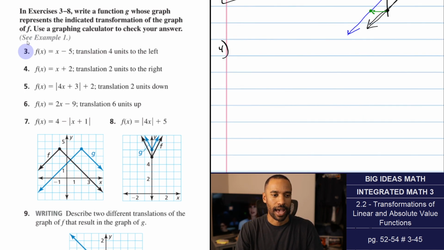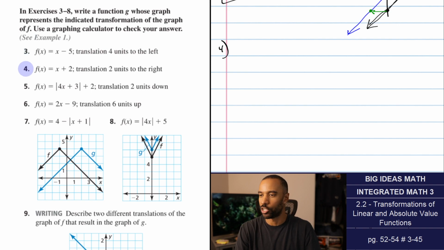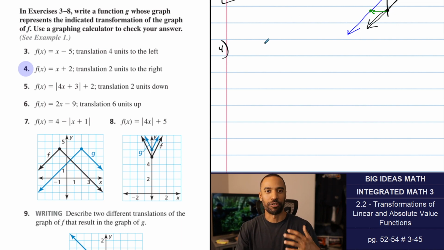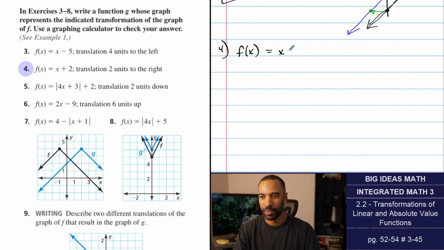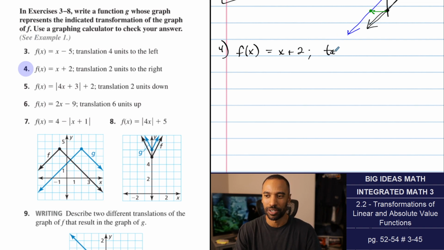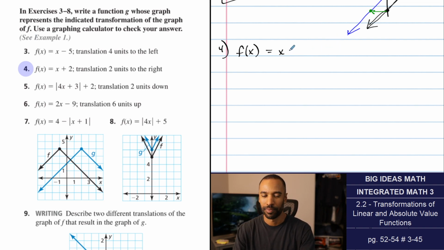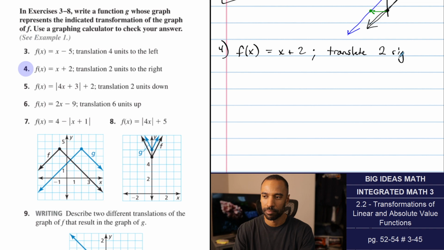On number 4, we have f of x equals x plus 2, and we're going to translate 2 units to the right. I like how shockingly cavalier they are about saying, oh, we're going to deal with horizontal ones first, which are more difficult for people, and then we'll get to the vertical ones, which are much easier for people afterward. They did it for all of them: the translations, the reflections, and the stretches and shrinks. They did horizontal first. I don't know why.